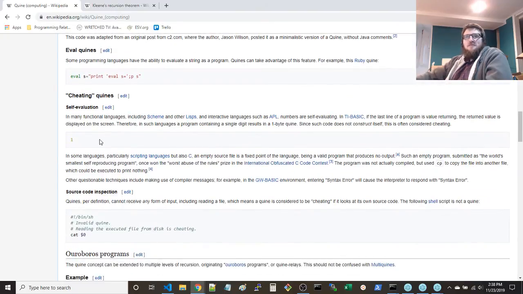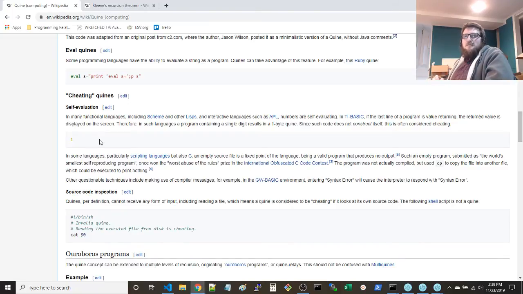Cheating quine, self-evaluation. In many functional languages, including Scheme and other Lisps, and interactive languages such as APL, numbers are self-evaluating. In TI Basic, if the last line of a program is a value-returning expression, the returned value is displayed on the screen. Therefore, in such languages, a program containing a single digit results in a 1-byte quine. Since such code does not construct itself, this is often considered cheating.